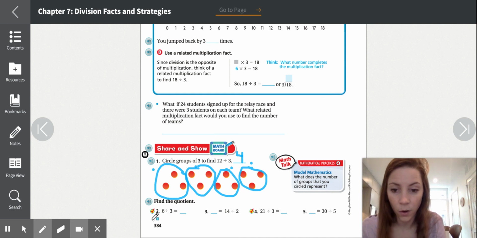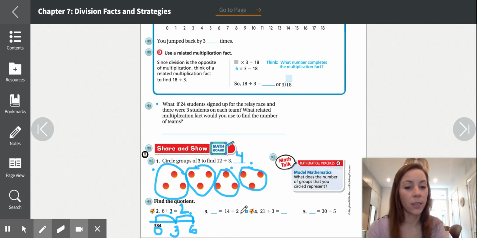Maybe for this first one, I might do a number line. I'm going to start with 6. I'm going to do 6, count back a group of 3. So 6 minus 3 would be 3. 3, count back a group of 3. 3 minus 3 is 0. How many times did I do that? 1, 2.